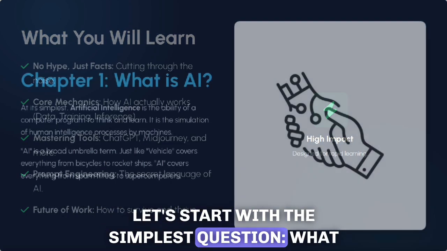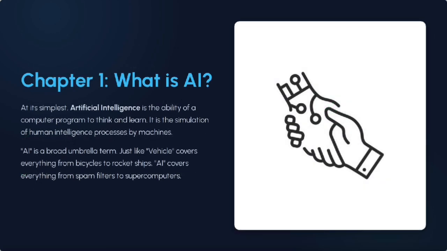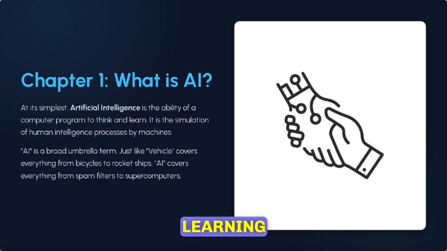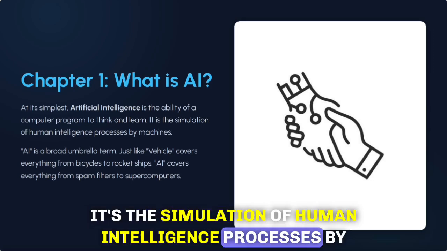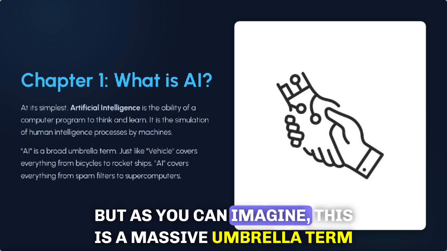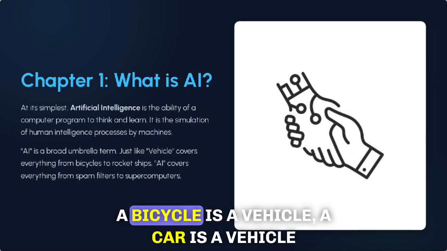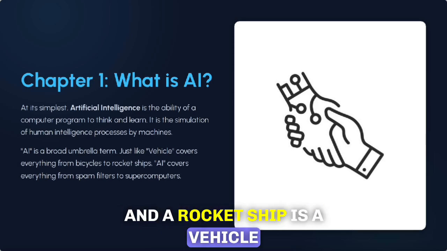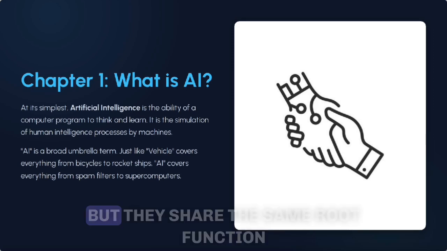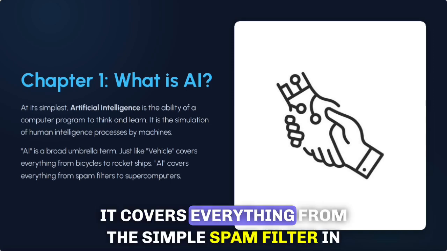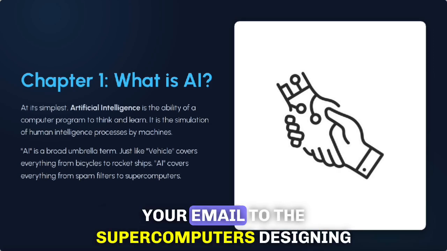Let's start with the simplest question. What actually is AI? At its core, it's just a computer program capable of thinking and learning. It's the simulation of human intelligence processes by machines. But as you can imagine, this is a massive umbrella term. Think of the word vehicle. A bicycle is a vehicle, a car is a vehicle, and a rocket ship is a vehicle. They are all wildly different, but they share the same root function. AI is the same. It covers everything from the simple spam filter in your email to the supercomputers designing vaccines.